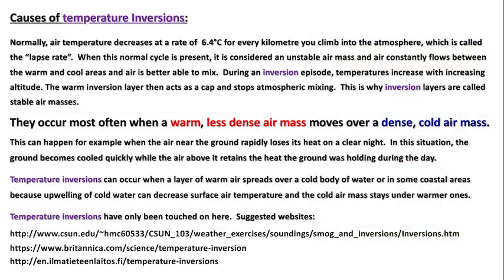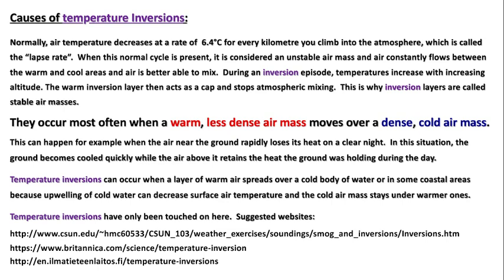Causes of temperature inversions. Normally, air temperature decreases at a rate of 6.4 degrees for every kilometer you climb into the atmosphere, which is called the lapse rate. When this normal cycle is present, it is considered an unstable air mass, and air constantly flows between the warm and cool areas, and air is better able to mix. During an inversion episode, temperatures increase with increasing altitude. The warm inversion layer then acts as a cap and stops atmospheric mixing. This is why inversion layers are called stable air masses.